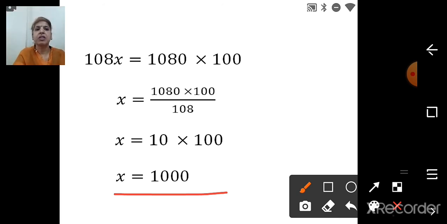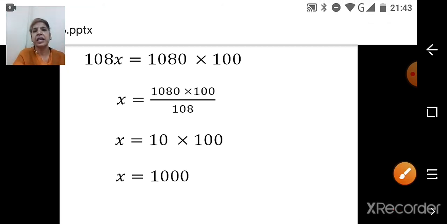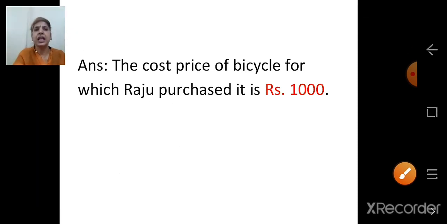After solving the equation, a very important thing is to write the answer to what is asked. So the answer is: the cost of the bicycle for which Raju purchased it is rupees 1000.